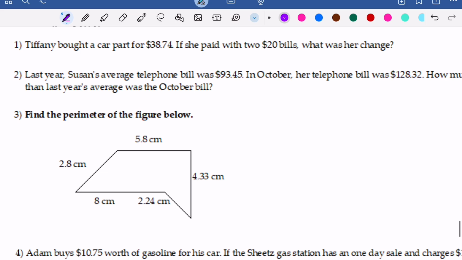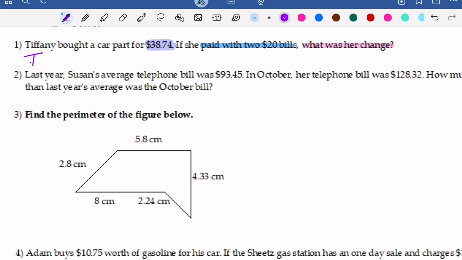So example 1 says, Tiffany bought a car part for $38.74. If she paid with two $20 bills, what was her change? Okay, so she bought something, right? She bought a car part for $38.74. She paid with two $20 bills. And what we're trying to find is her change. So how much money did she give them, right?